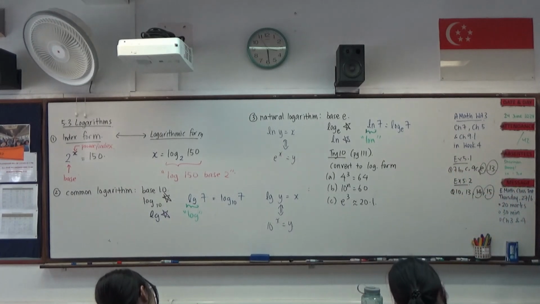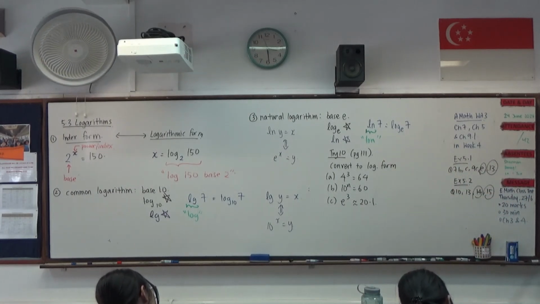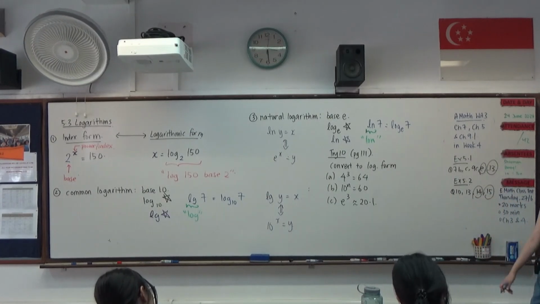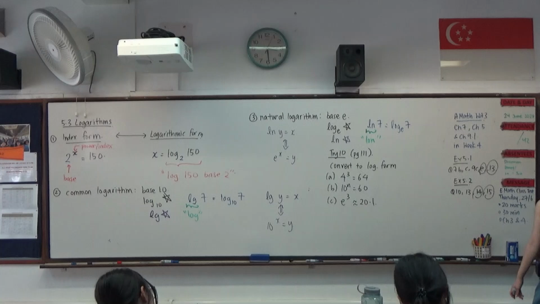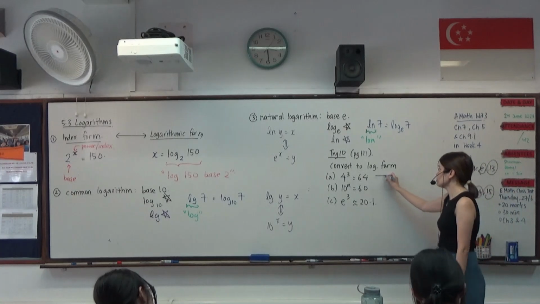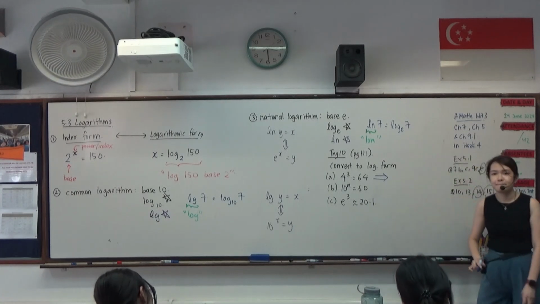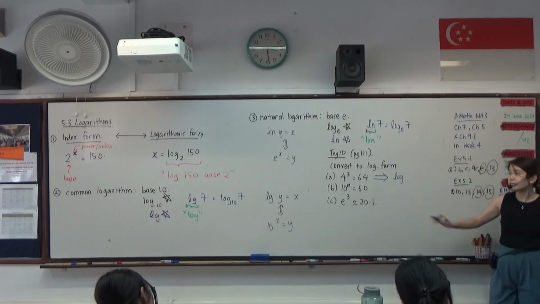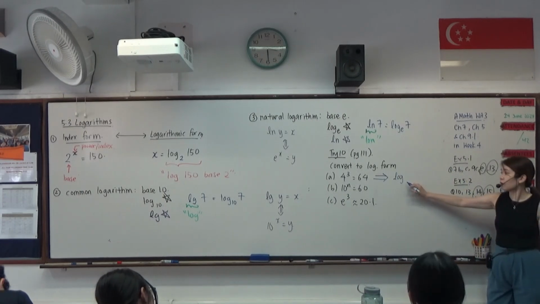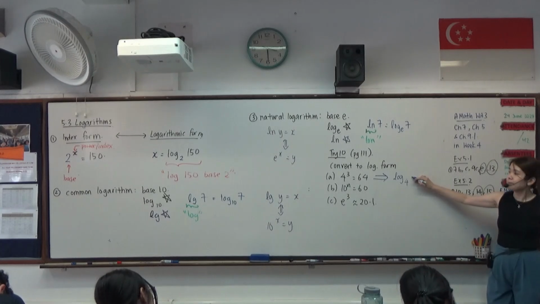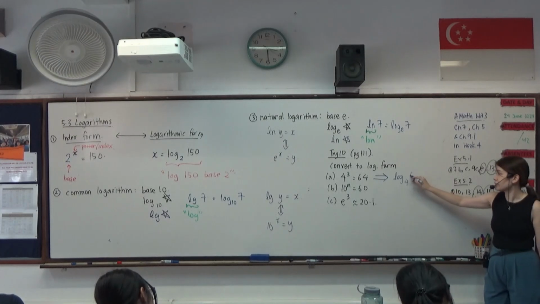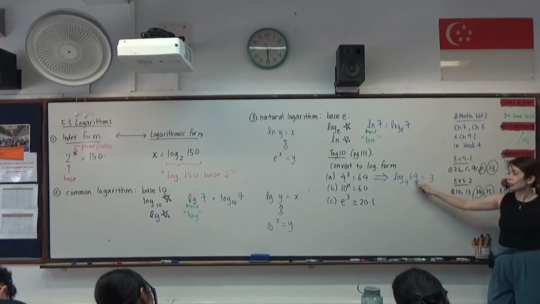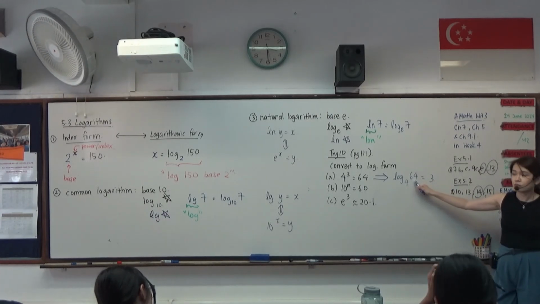Okay, you want to convert these to logarithm form. These are all in index notation, index form. So let's do this together. If I have 4 cubed equals 64, how do I write this in my logarithm form? I will write log. Okay, what is the base? 4, right? What is the number on top? It will be log base 4 of 64 equals 3, because 4 cubed equals 64. Okay?